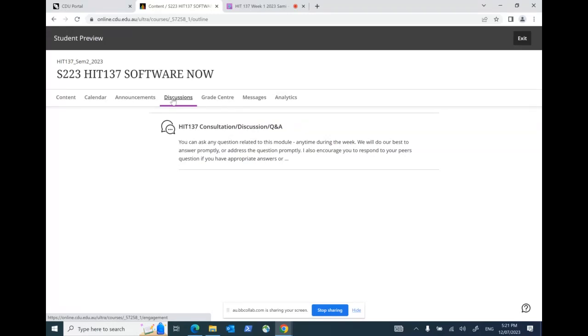So you should know how to differentiate between unit-specific questions and general questions. For example, if you are talking about your coding problem, you're having a problem with the syntax and everything, you can post that into this consultation discussion question-answer session as well. Again, our tutors will be regularly monitoring it so that we can answer those things.